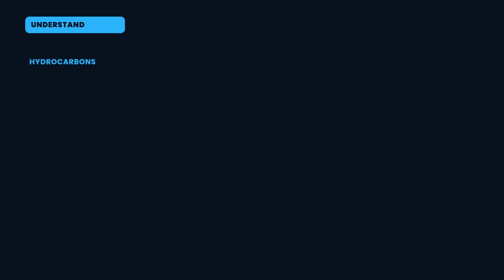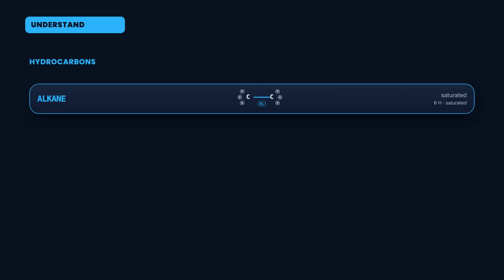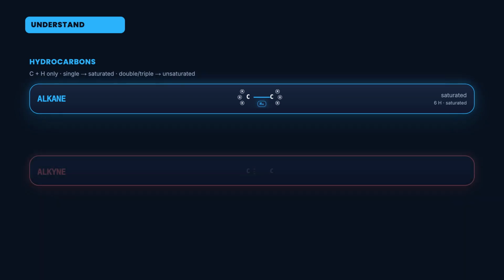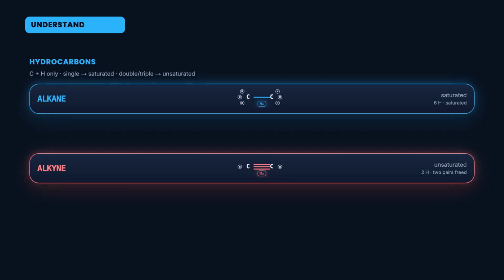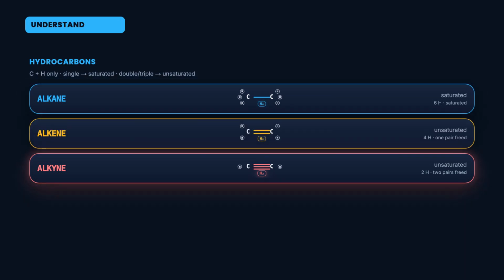Compounds of just carbon and hydrogen are called hydrocarbons. If every bond is a single bond, it is saturated. We call these alkanes. If there is at least 1 double or triple bond, it is unsaturated. Double bond, alkene. Triple bond, alkyne.